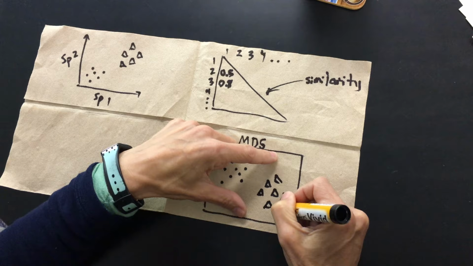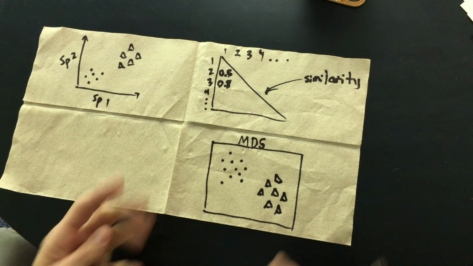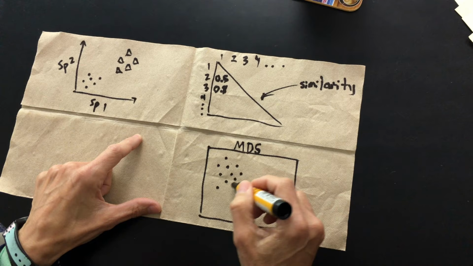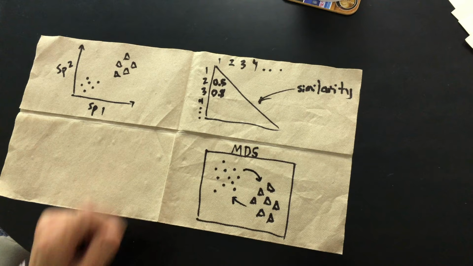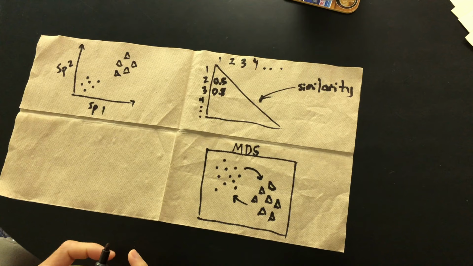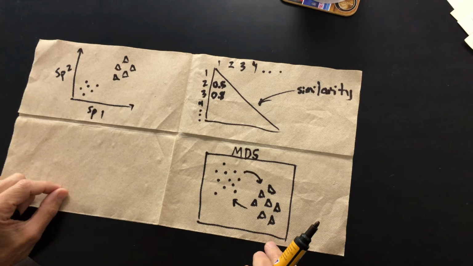But now, the information in each one of these points is based on a whole set of species simultaneously, and I've worked out, well, these sites are similar to each other, these sites are similar to each other, and they're actually quite different from those types of sites. And there are various statistical methods that you can use to work out whether that difference is an important one or not.